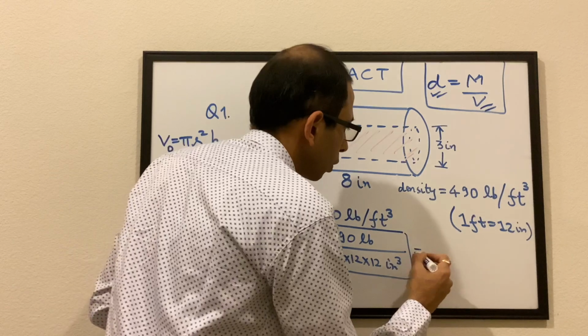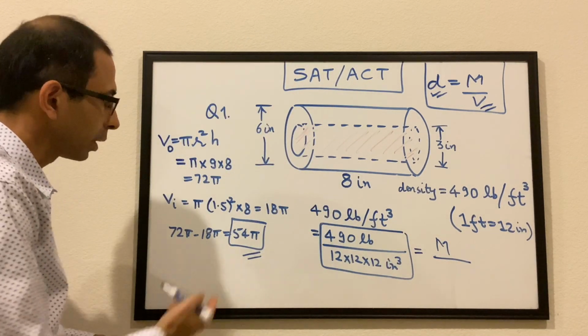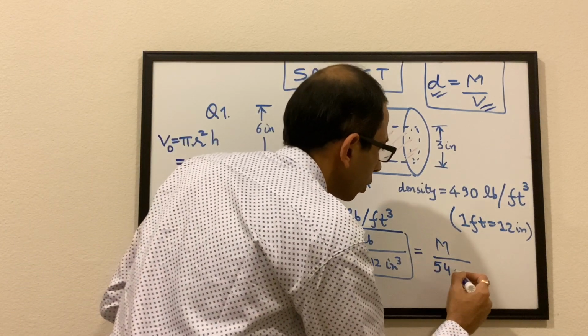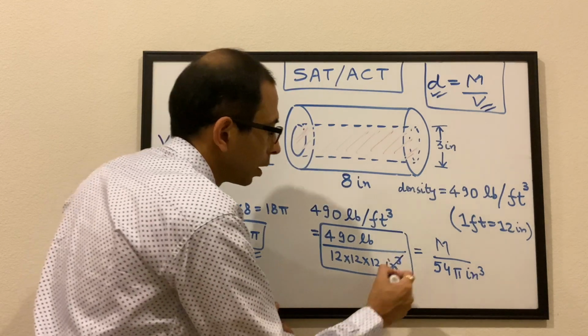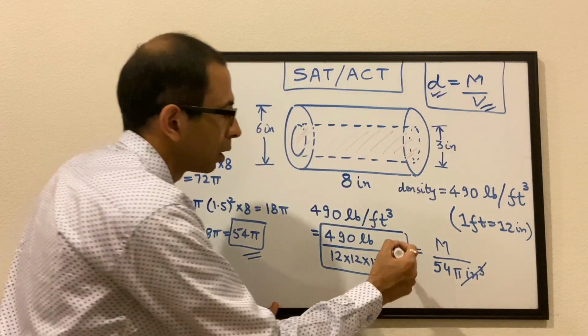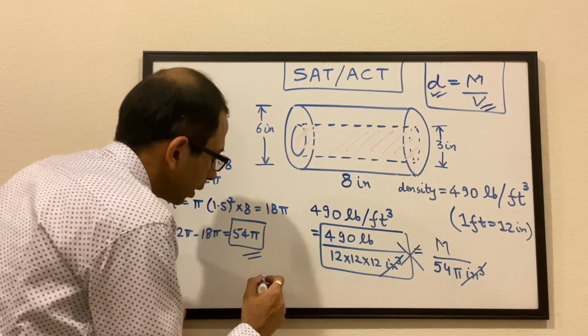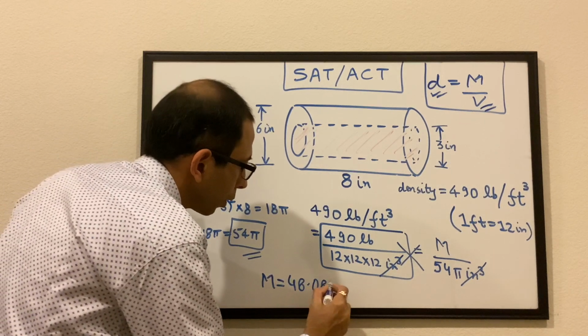We can just use that formula given there. So density is equal to mass over volume. Mass is something which we have to find. The volume is 54 pi inch cube. Inch cube and inch cube cancels out. We can cross multiply and we can get the value of m. In this case, the value of m comes out to be 48.08 pounds.